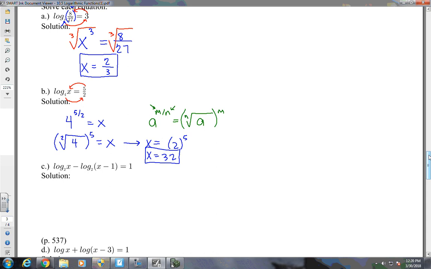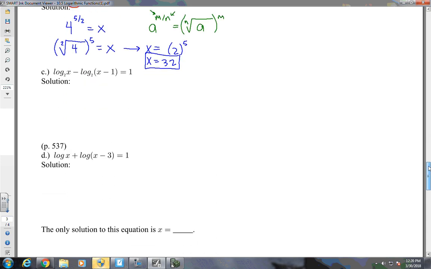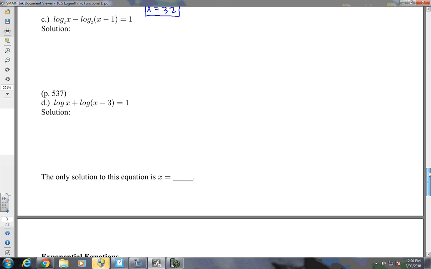Now both of those equations had the same basic pattern. We were just converting into exponential form. But when we get to example C, notice we have two logarithms. So before we can convert to exponential form, we have to use our new log properties to condense the logarithms into a single logarithm and then convert to exponential form.